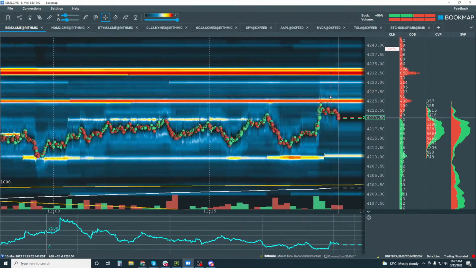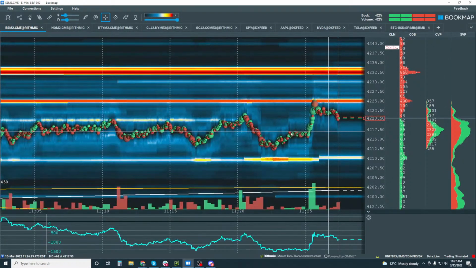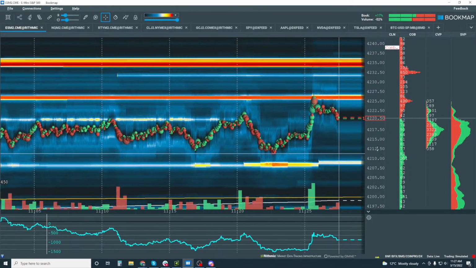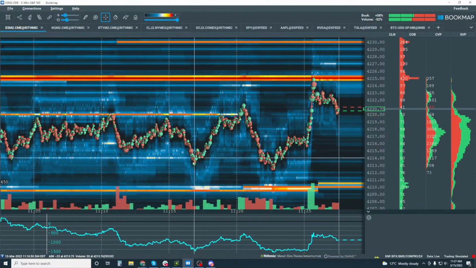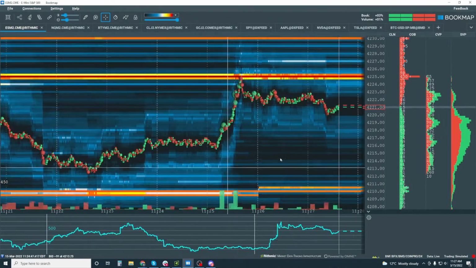Okay, S&P almost got to, no, it did get to 25 here. Okay, we kind of missed that. That's too bad. We traded back down here and the buyers came in on this S&P here.